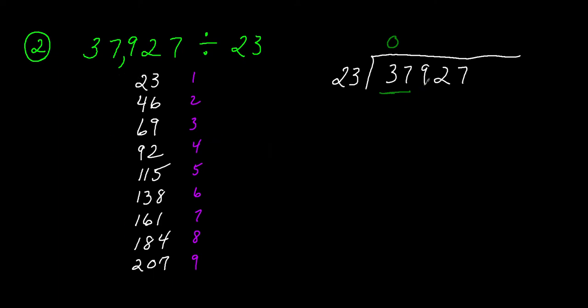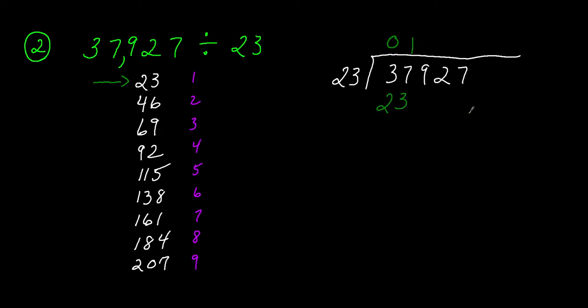No, it's not. So then I say to myself, what's the closest number on this list to 37 without going over it? That would be 23 right here, because 46 goes over 37. So 23 is the first number on the list. So I put this 1 right above the 7 here. Now I multiply this 23 by this 1, and 23 times 1 is 23, right here.